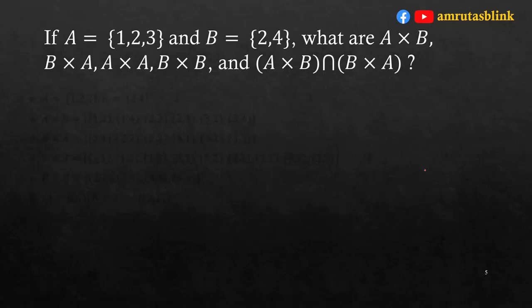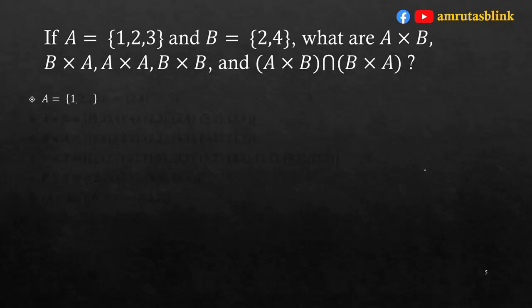We'll go to the next problem. If A is equal to {1, 2, 3} and B is equal to {2, 4}, what are A Cartesian product B, B Cartesian product A, A Cartesian product A, B Cartesian product B, and the intersection of A Cartesian product B and B Cartesian product A?